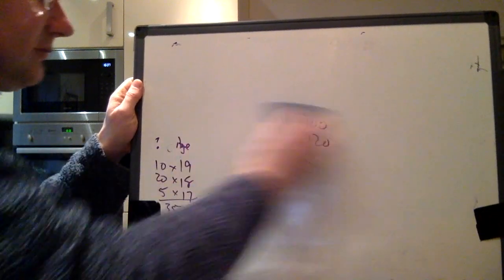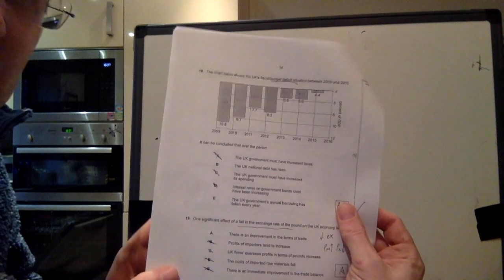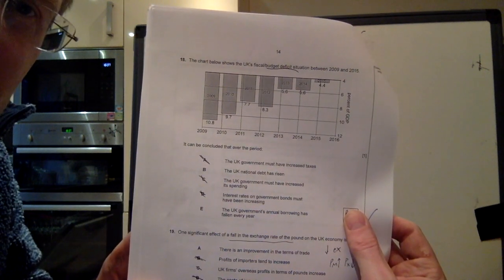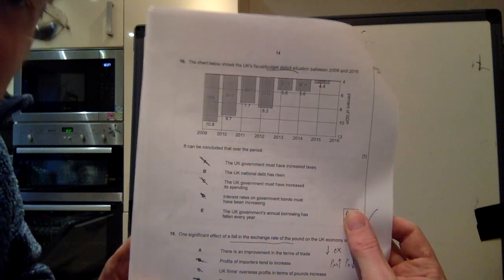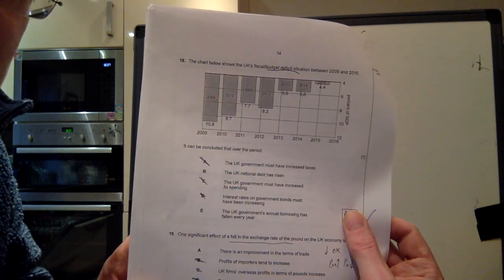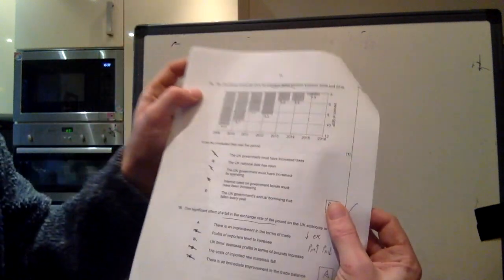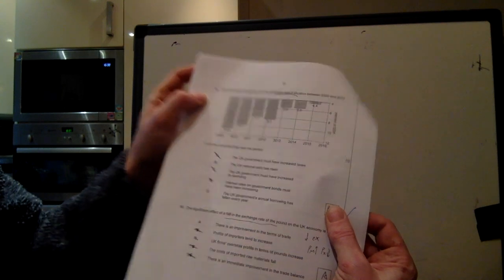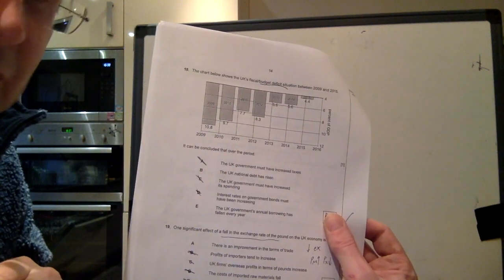Question 18, I'll show it on here actually. You're just told the government's budget position. And what we can see is that in every year, the government is borrowing. But for most years, it's borrowing less each year than the year before, except in 2012, where borrowing rises again.